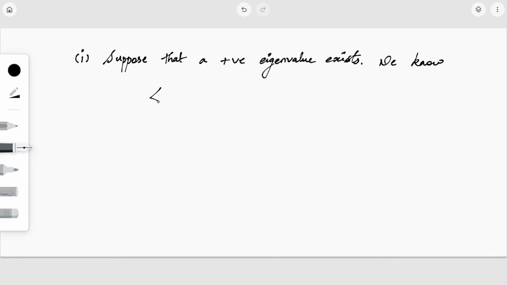So I'm going to prove the first part. Suppose that a positive eigenvalue exists. We know that the inner product ⟨Tx, x⟩ can be expressed as the summation of λᵢ⁺ into the modulus of the inner product ⟨x, eᵢ⁺⟩ whole square, plus λᵢ⁻ into the modulus of the inner product.